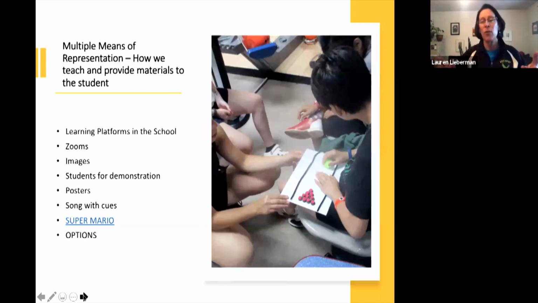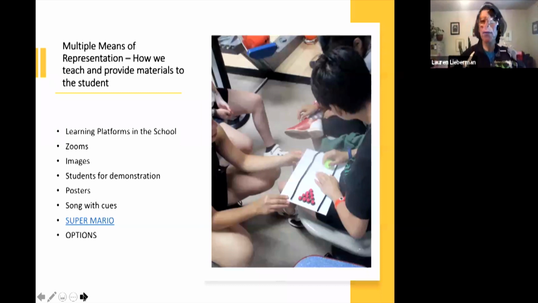I also think student demonstrations are so important when you're talking about instruction. She might pick me. I have to do the best job I can. She's going to pick me. Kids always remember when the teachers pick them for demonstration. Posters on the walls, using songs with cues, songs that the kids know. I know one of the big things the kids love, especially the younger kids, is Super Mario. That's going to get them excited, and you can use that for examples.